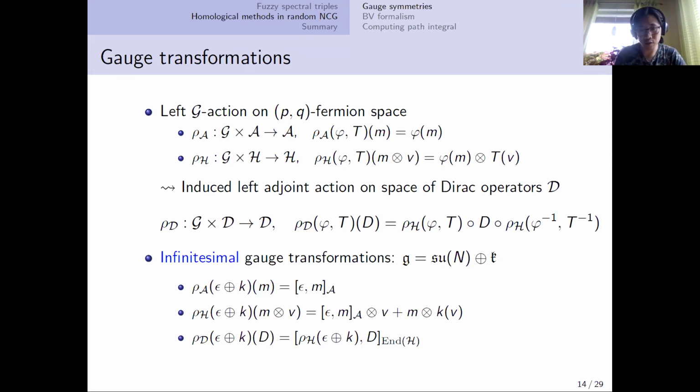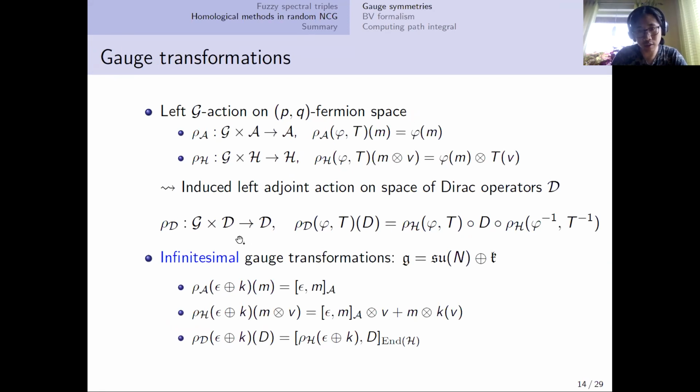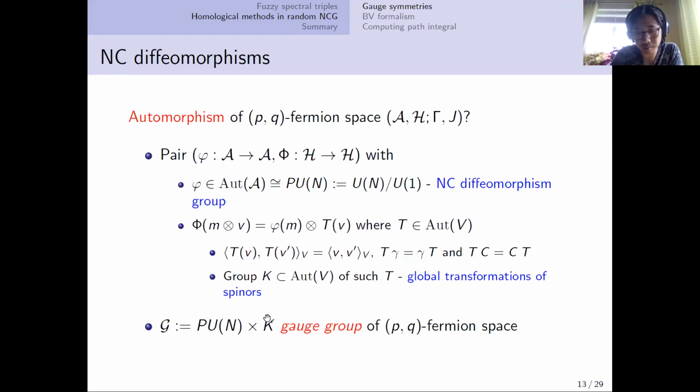So like I said, you have this isomorphism here, PUN and automorphisms of A. It's basically given by acting with conjugation of elements in PUN. So therefore, it's quite easy to see that the infinitesimal gauge transformations should take this form of commutators. And just to say it, the Lie algebra is then this SUN plus this k here, which is the Lie algebra of this K.